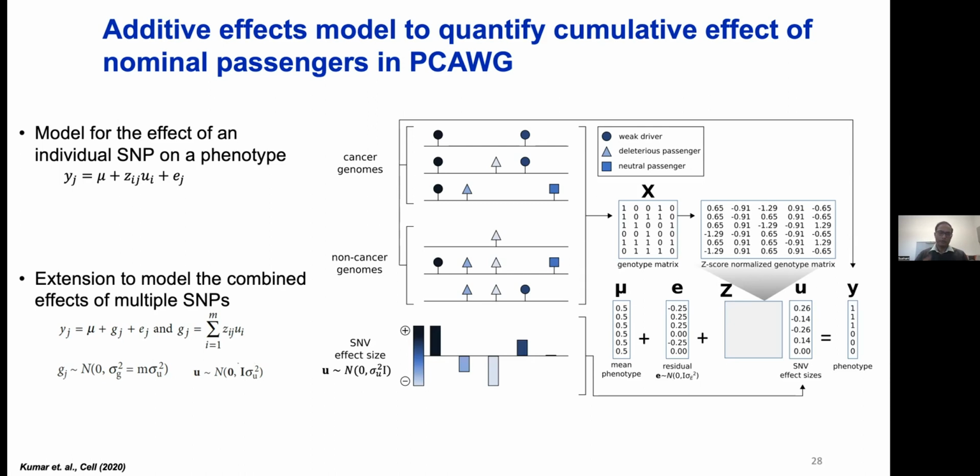So now using this randomization approach, we were able to generate this case-control kind of setting where case corresponds to cancer genomes and control corresponds to these non-cancer genomes. We converted this into the form of a genotype matrix, but did the normalization and took the effect size of mutation into account to predict the phenotype of a sample being cancerous or non-cancerous. Now, our goal is to quantify the aggregate effect of these putative passenger mutations toward the observed phenotypic variance which you predict using this model.